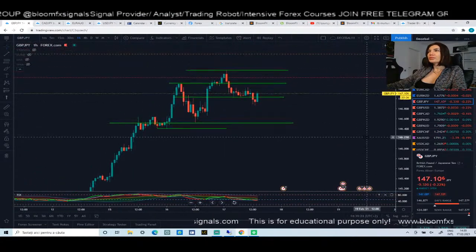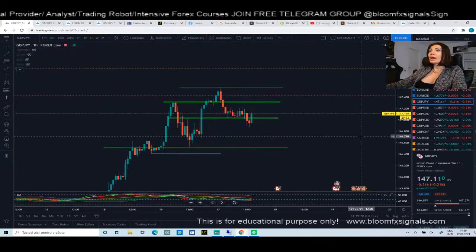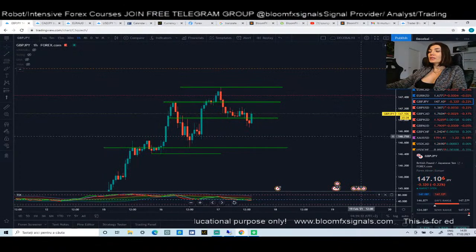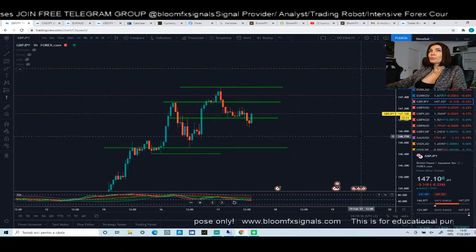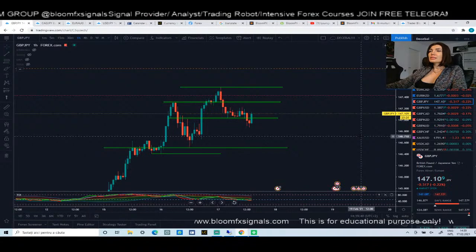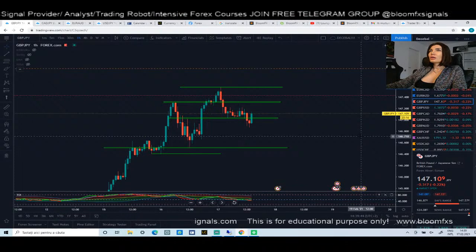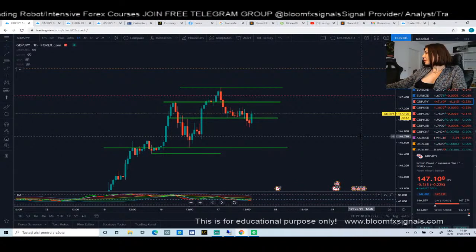The problem with Euro GBP is that I have noticed that it's moving at the same time with GJ. It means that if GJ is going down, Euro GBP is going up, and sometimes it can give you, let's say, a confirmation that a price is doing something and the other one is doing something else.